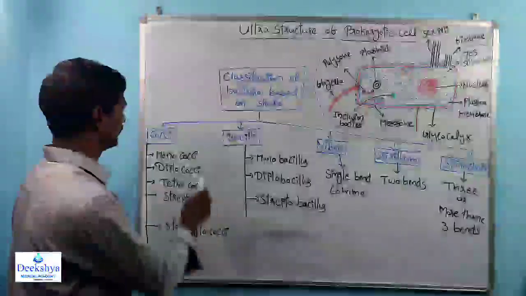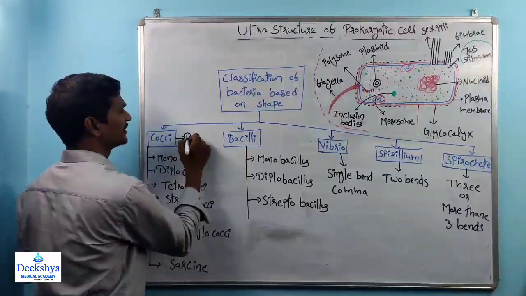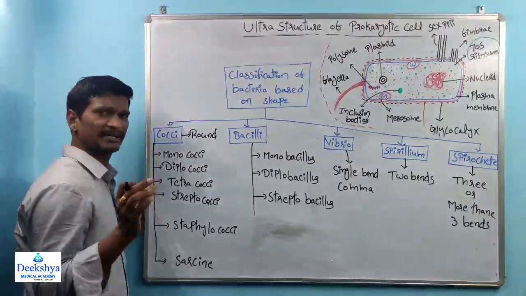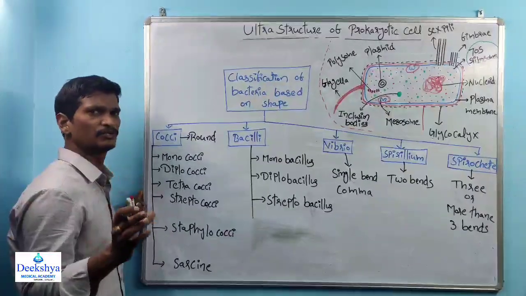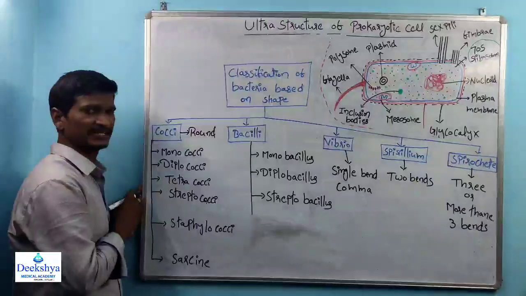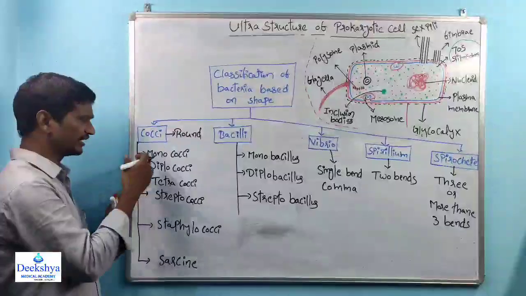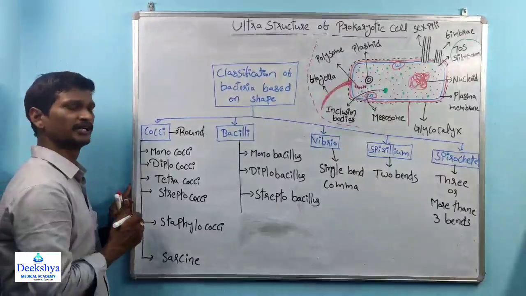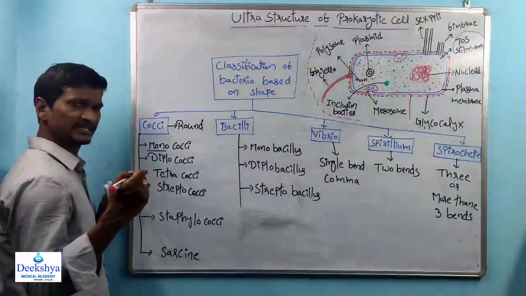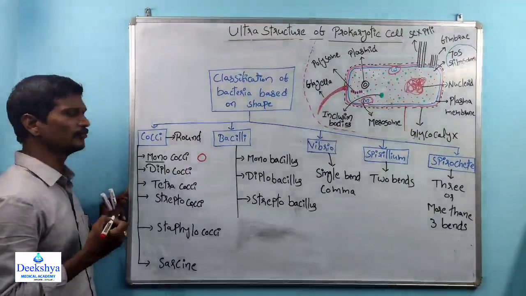Within that, the very first one is the cocci. Cocci indicates round shape. Some bacteria have round-shaped cell walls, and those bacteria are called cocci. Cocci bacteria exhibit a round shape. Within cocci, again different types are there. Monococci: here mono indicates single. A single bacterium having a round-shaped structure is called monococci.